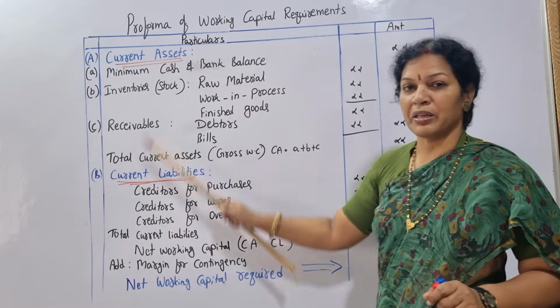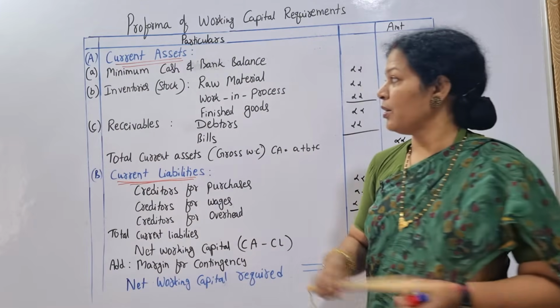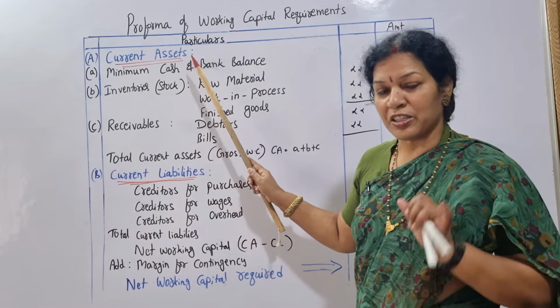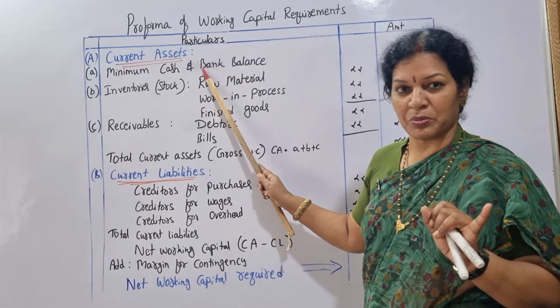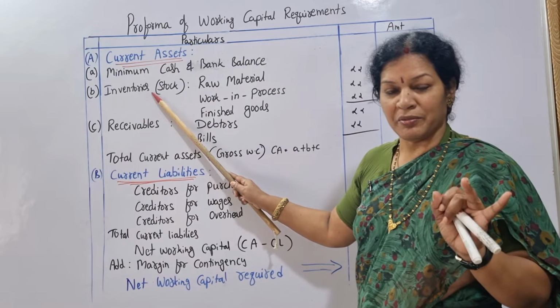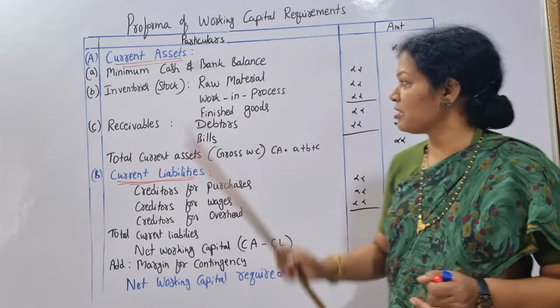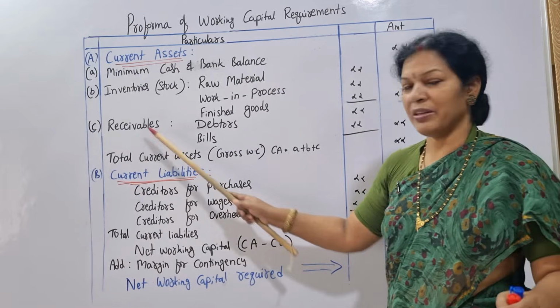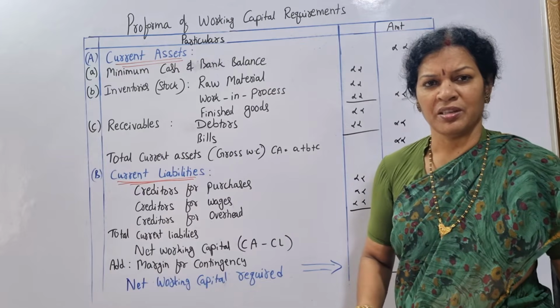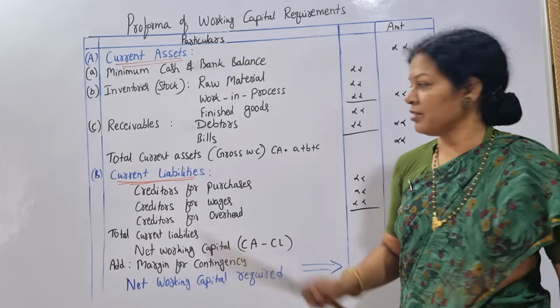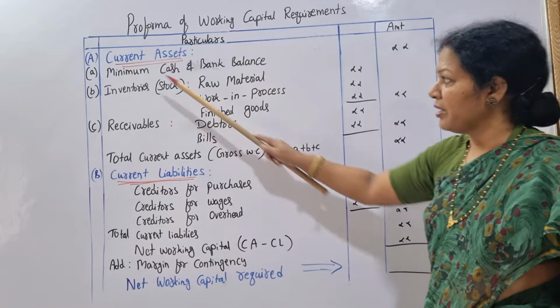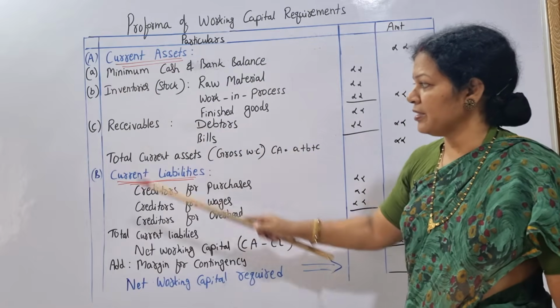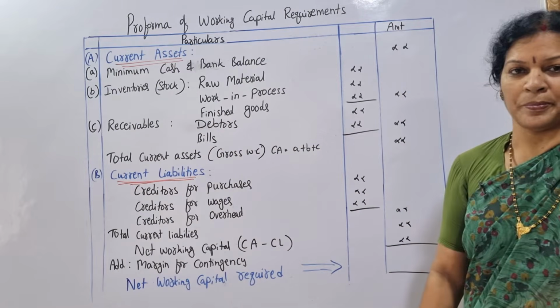Now you remember, current assets means three parts. One is minimum cash balance or bank balance, first one, A bit. B bit is inventories, or stock. This is divided into three parts: raw material, work in process, finished goods. And the third one is receivables. What are the receivables? Debtors and bills. These two. All together, A plus B plus C, this is total current assets.